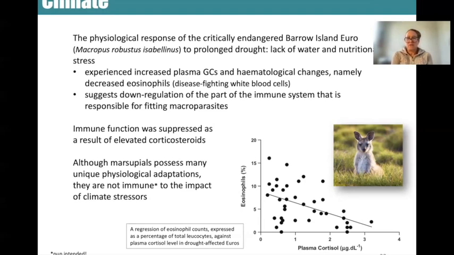And I think this study is important in demonstrating that although marsupials possess many unique physiological adaptations, they are obviously not immune to the impact of climate stresses.